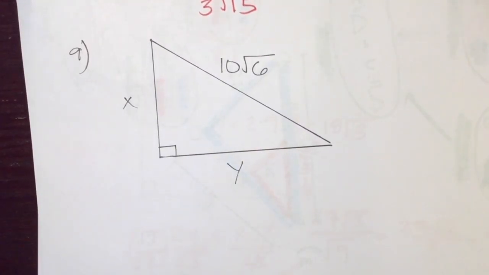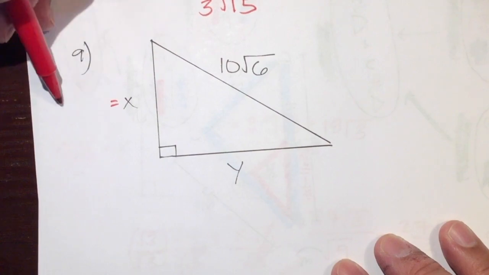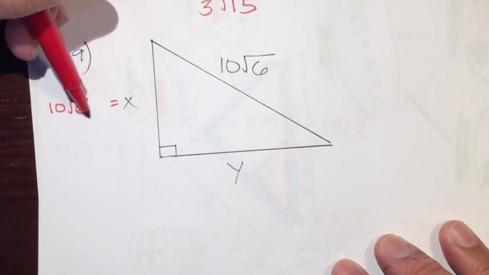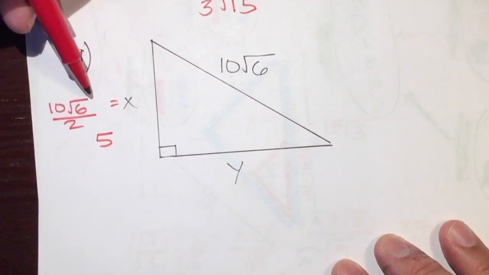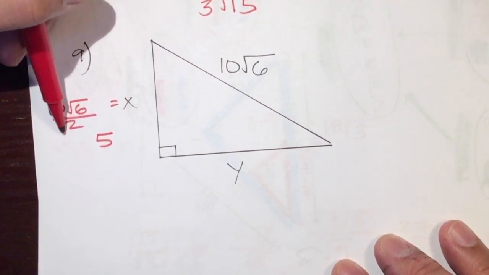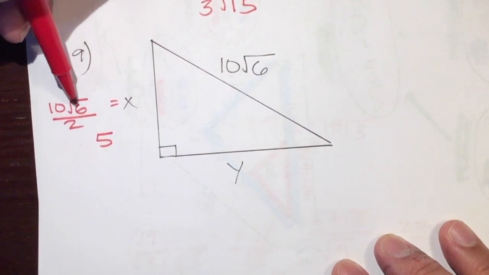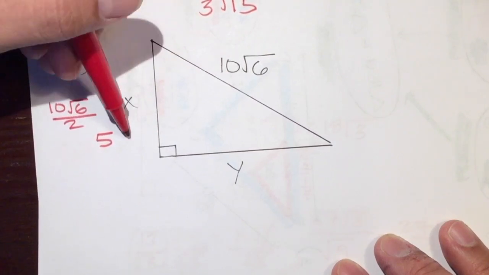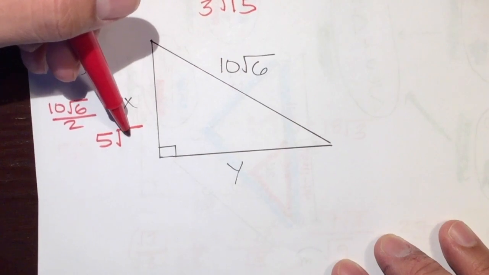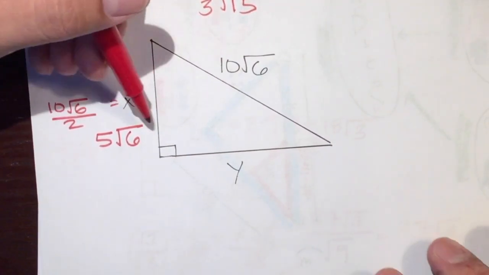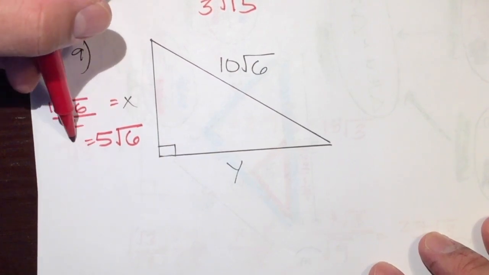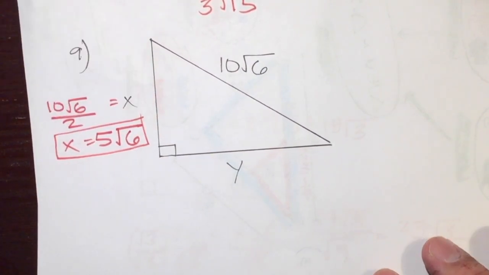And the short side, remember, is half of the hypotenuse. So we would take 10 radical 6 and divide it by 2. 10 divided by 2 is 5. We're not going to divide this 2 into that radical 6, because this is a number that doesn't have a radical, this has a radical. They don't mix. So that's just 5 radical 6. So here's what x equals.